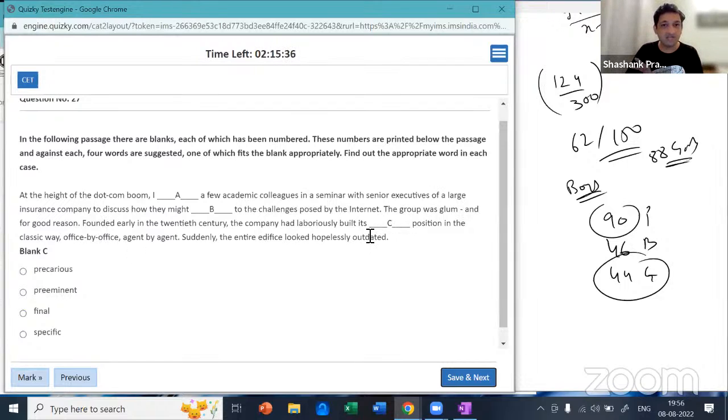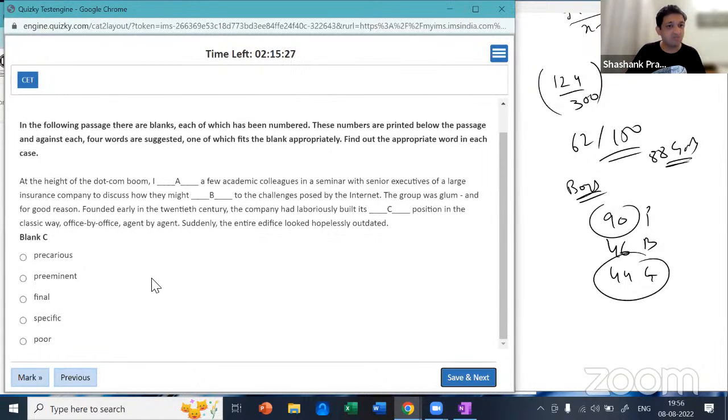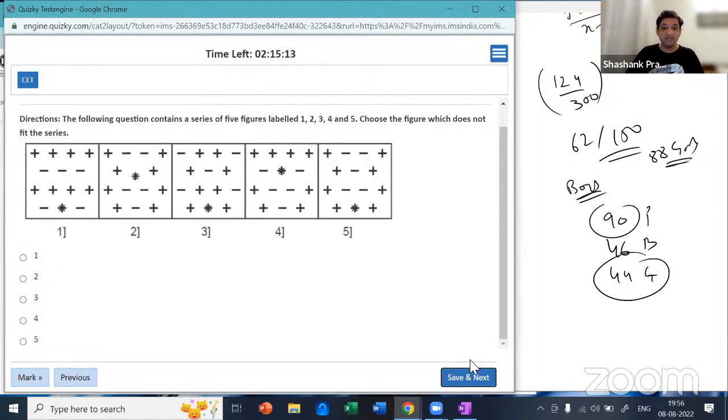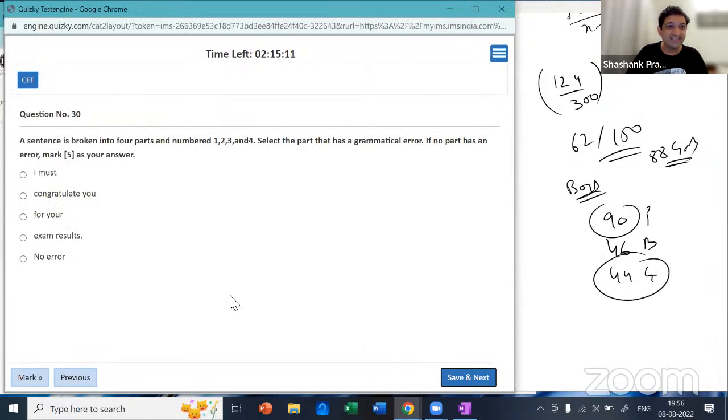Founded, built its dash position in the classic way, office by office, agent by agent. Okay, built it some formidable position kind of a thing. Poor position, no. Specific position, no. Final, no. Preeminent, precarious. I think they're talking about the paradox in the final statement. So preeminent, I think it has laboriously built its preeminent. Yeah, seems okay.